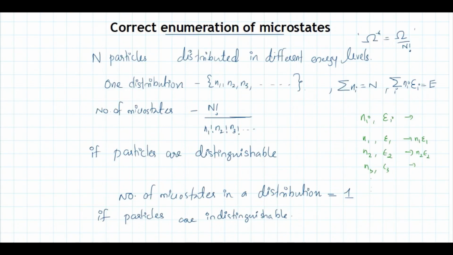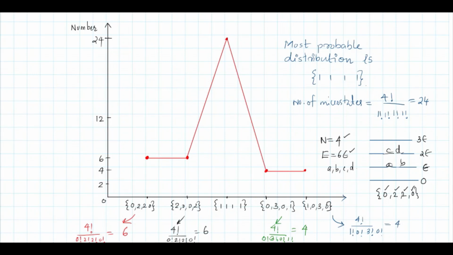That is the meaning of this expression for finding the number of microstates of a distribution if particles are distinguishable. What happens if these particles are not distinguishable? That is, indistinguishable particles. All the particles are identical.